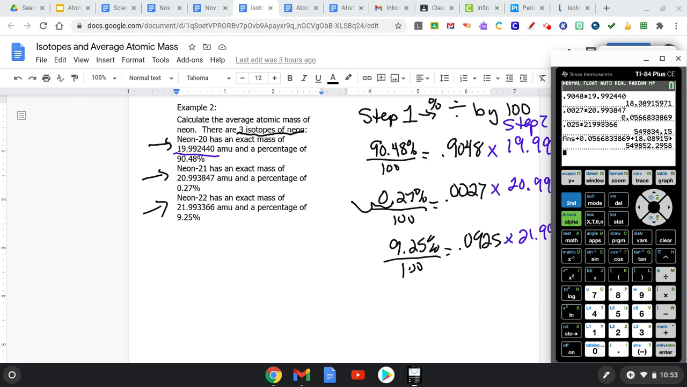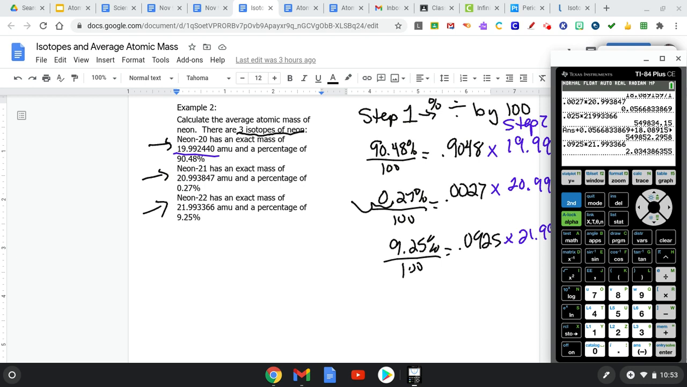All right, so I'm going to go back to this one, and we're going to do 0.0925. Yeah, messed that one up. Times 21 point. It's not recording my decimal place. 993366. That's better. So we're going to take that plus this one, plus all the way back up to my 18. That one. That's better. So it's always good to have a sense of what you should have for your answer.